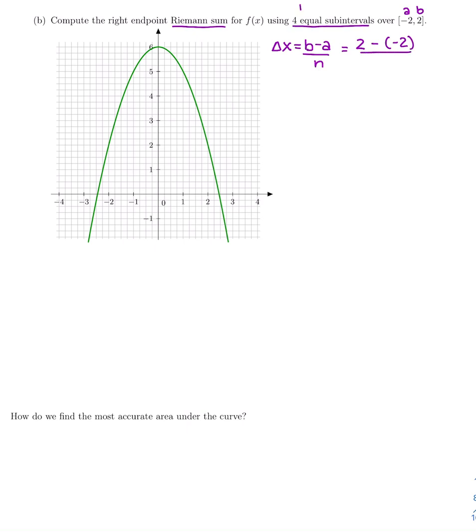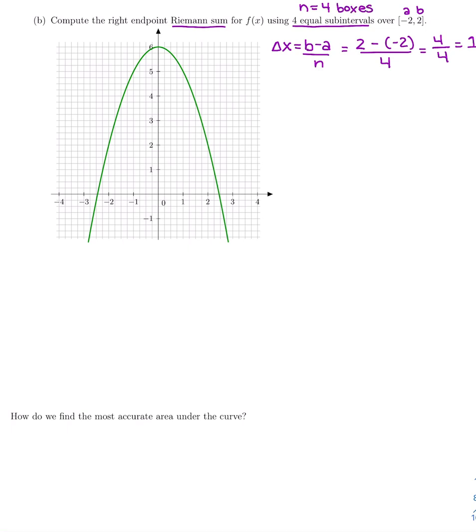This is 4 equal subintervals, so n is 4. So we're going to divide that by 4. So we have 2 minus -2, which is going to be 2 plus 2, which is 4, over 4. Our width is 1 again, just to make it easy on us to draw it. So we're going to draw boxes with a width of 1. 4 subintervals means we're going to be drawing 4 boxes this time.